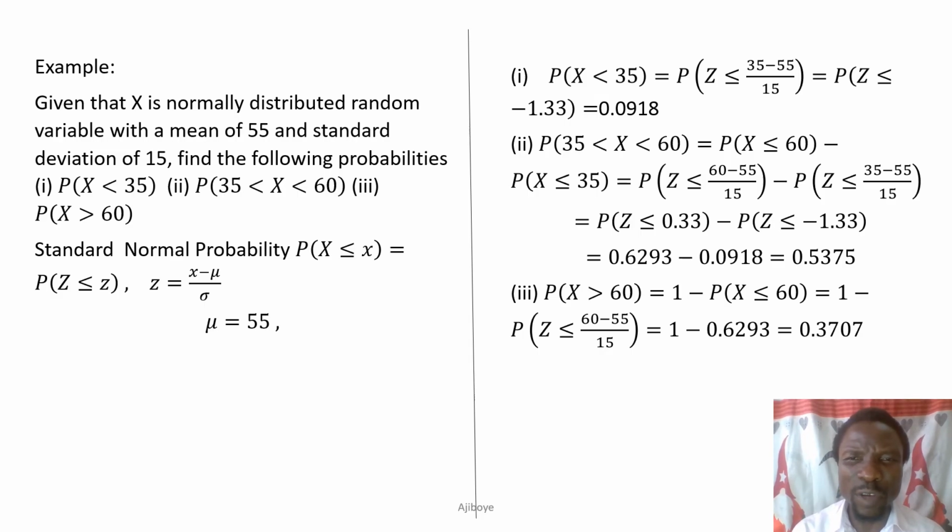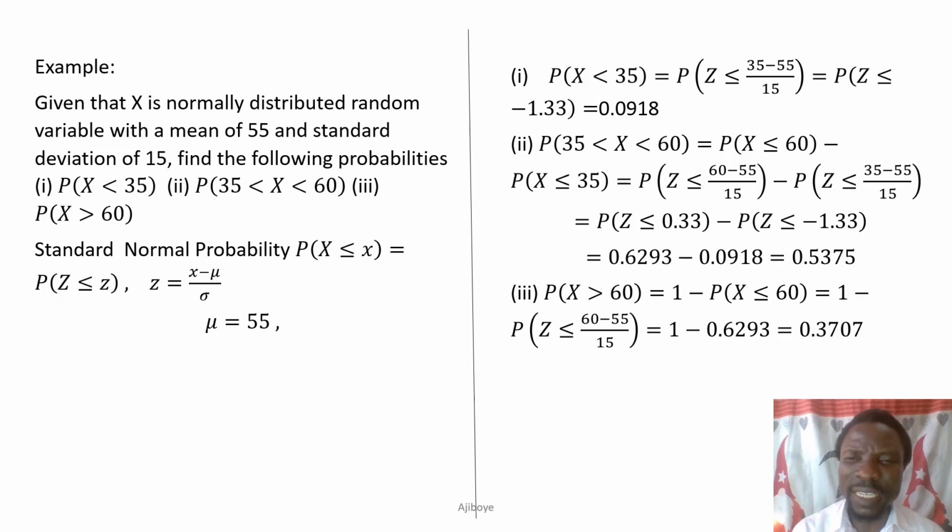For Roman figure 2, probability of X taking a value between 35 and 60 exclusive will be equivalent to probability of X less than or equals to 60 minus probability of X less than or equals to 35. If we standardize, we would have probability of Z less than or equals to 60 minus 55 over 15, minus probability of Z less than or equals to 35 minus 55 over 15. So that will give us probability of Z less than or equals to 0.33 minus probability of Z less than or equals to minus 1.33.